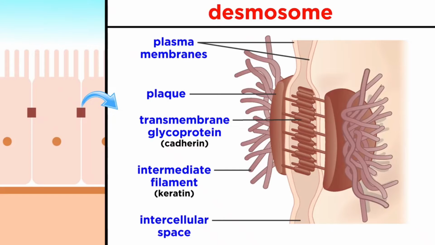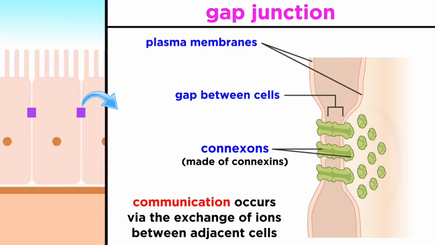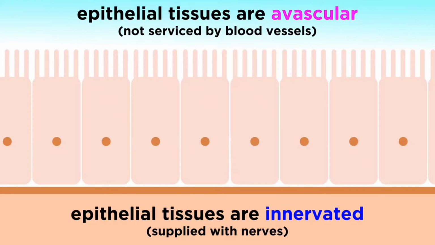Depending on the specific function of the tissue, there can also be tight junctions, which block the flow of fluids between cells, and gap junctions, which are pores that connect adjacent cells, allowing for communication via the transmission of ions that can carry electric current. Next, we should be aware that epithelial tissues are avascular, which means there are no blood vessels, but they are innervated, which means they are supplied with nerves. We will learn much more about blood vessels and nerves later in the series.